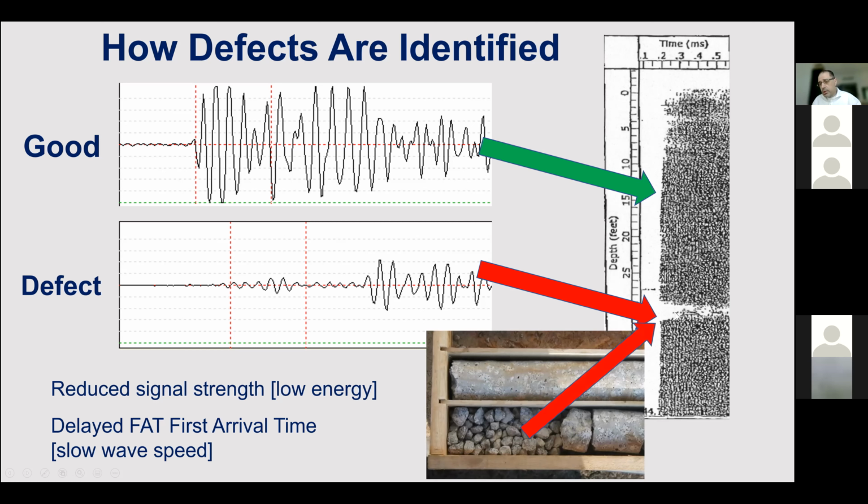Usually, if you then do coring and you discover concrete that is not uniform, with gaps and inclusions, you can then confirm that this really is a defect. And then you can determine what else you can do to rectify it.